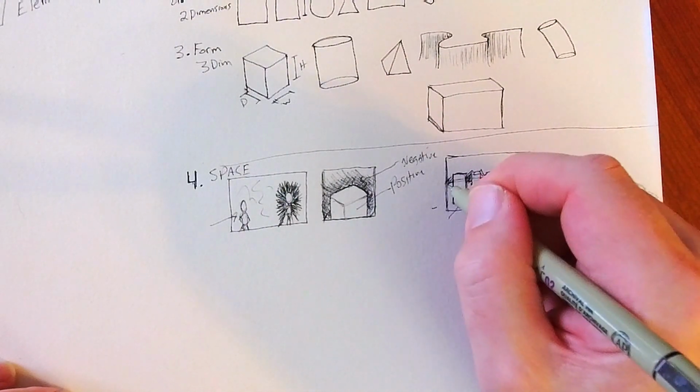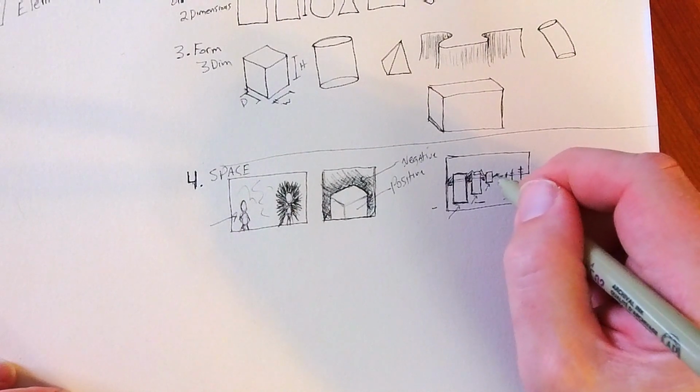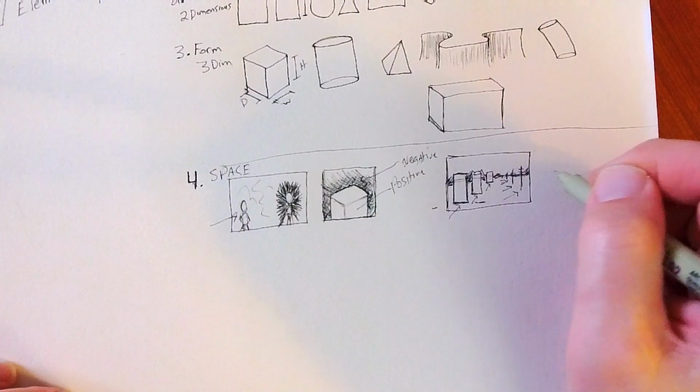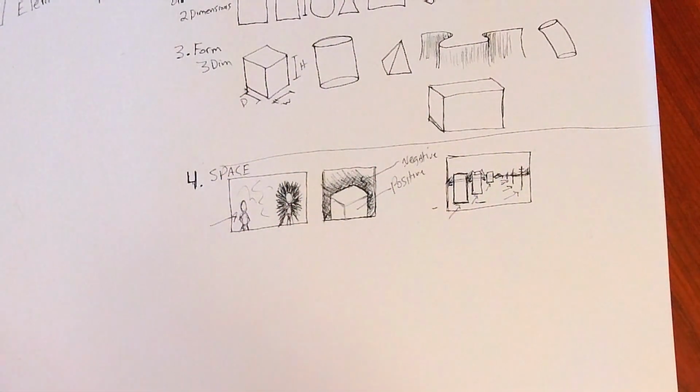Base of the mountain would go underneath the horizon line or the eye level line. And then you even have more space, you'd have more depth. So that's just another way of showing space.